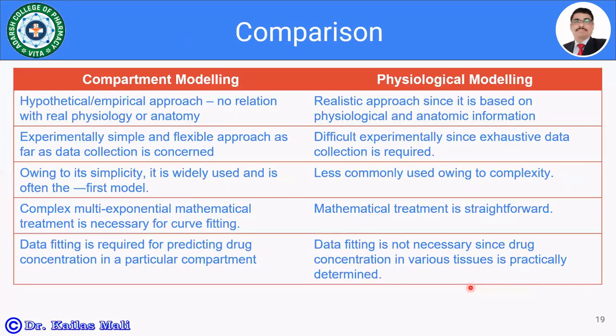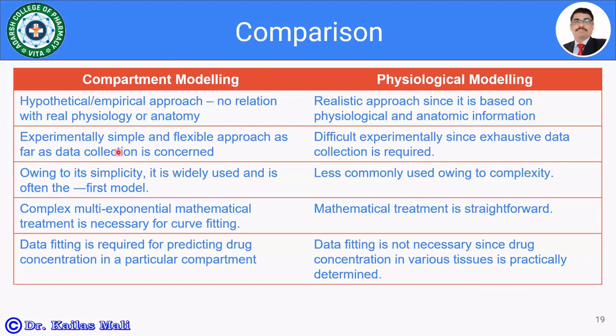Let us see the comparison between the compartment model and the physiological model. Just now we have seen the details related to compartment modeling and the physiological model. So what is the actual difference between them? The very first difference: a compartment model is a hypothetical or empirical approach. There is no real correlation with physiology and anatomy. In the case of physiological modeling, there is a realistic approach since it is based on physiological and anatomical information.